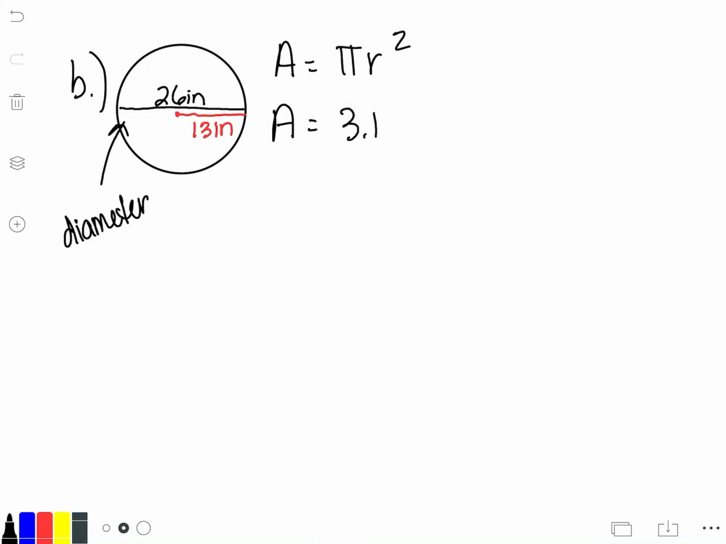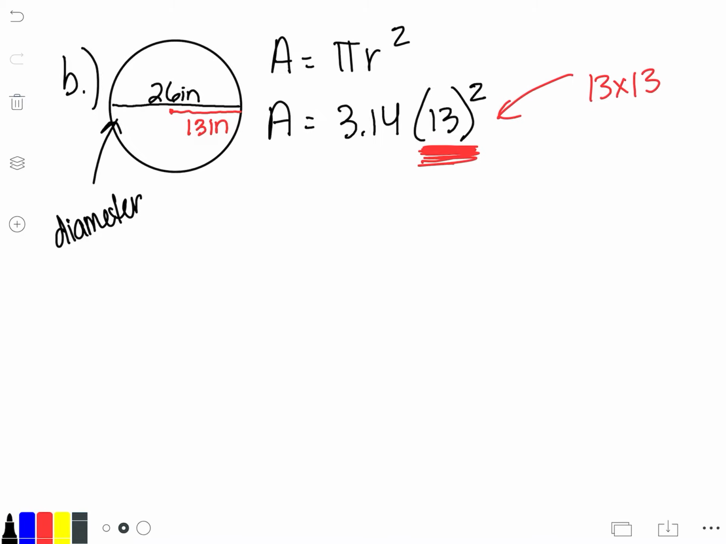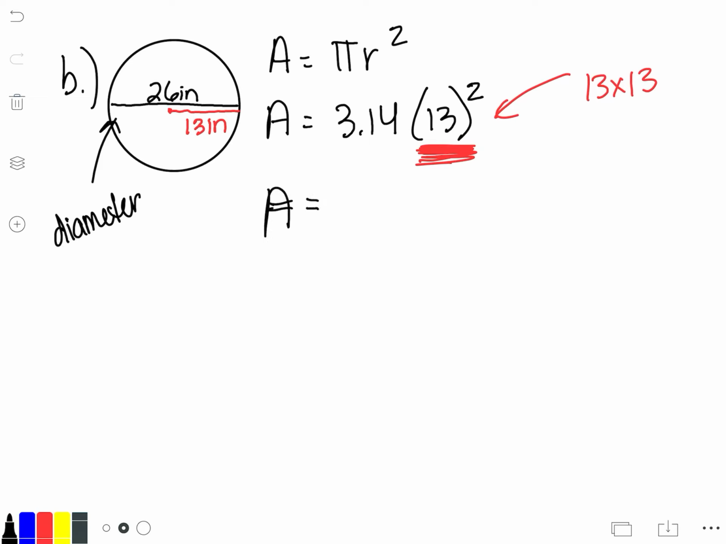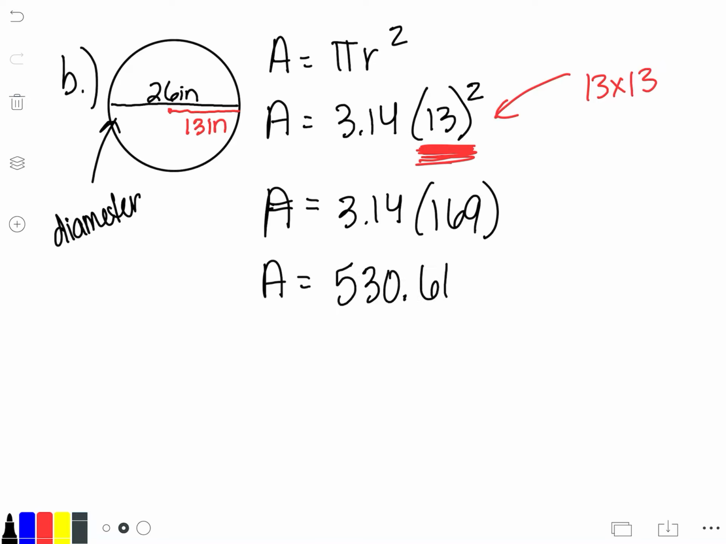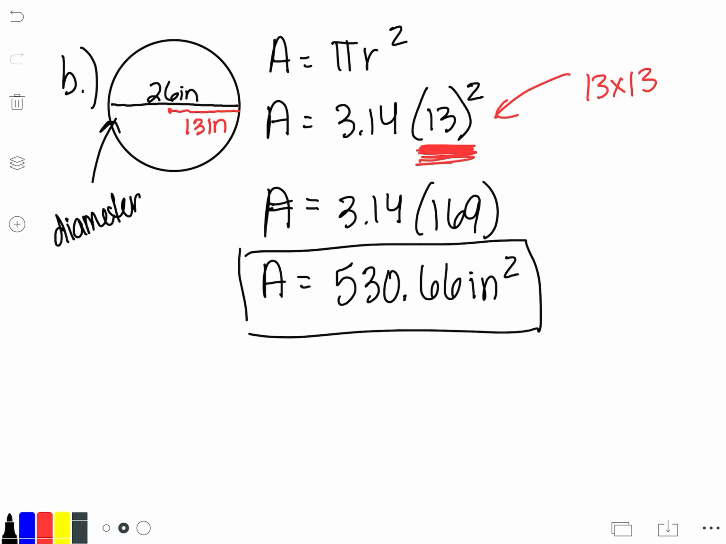So we've got 3.14 for pi, we've got 13 for r, and we have to square our 13. Again, that's where students seem to make mistakes. You have to square that number first. This is 13 times 13. So we have A equals 3.14 times 169. That's what 13 times 13 is. And finally, you multiply those last two numbers together, and you have 530.66 inches squared. And you are done.